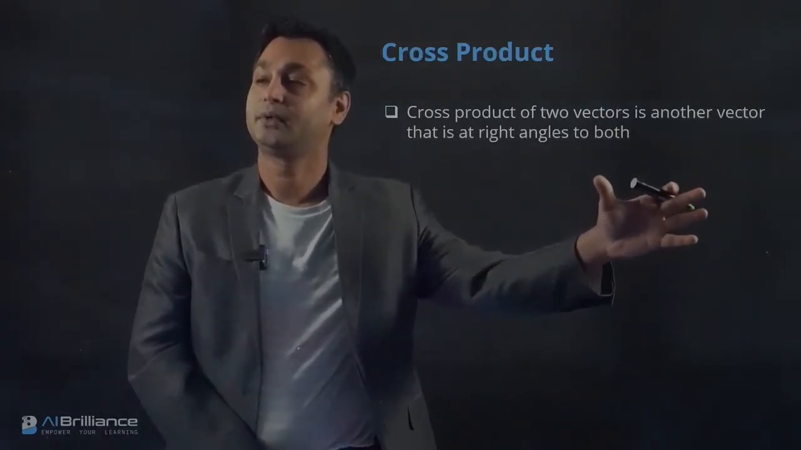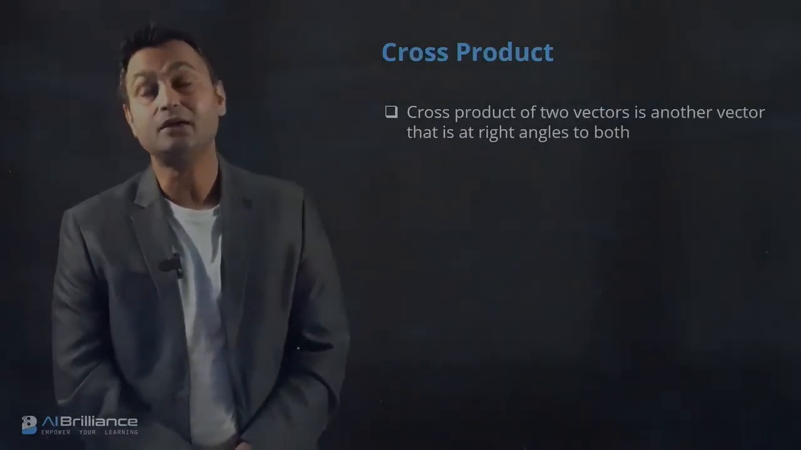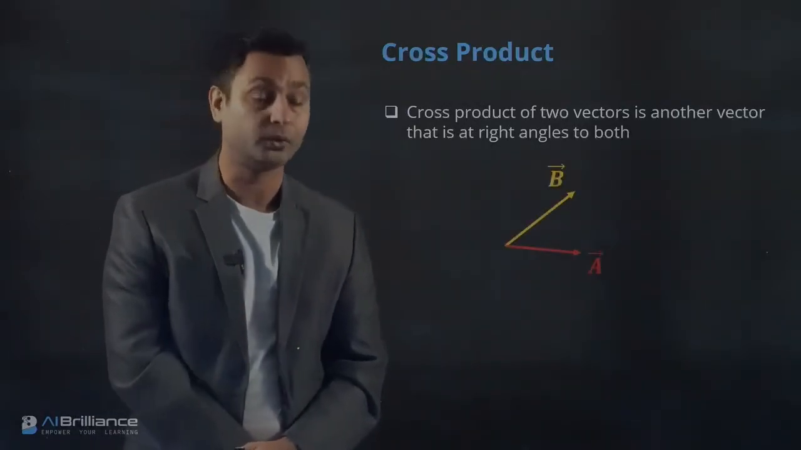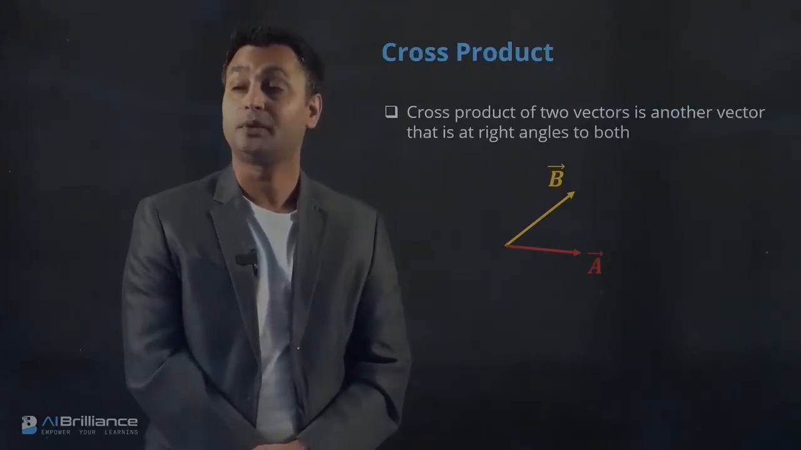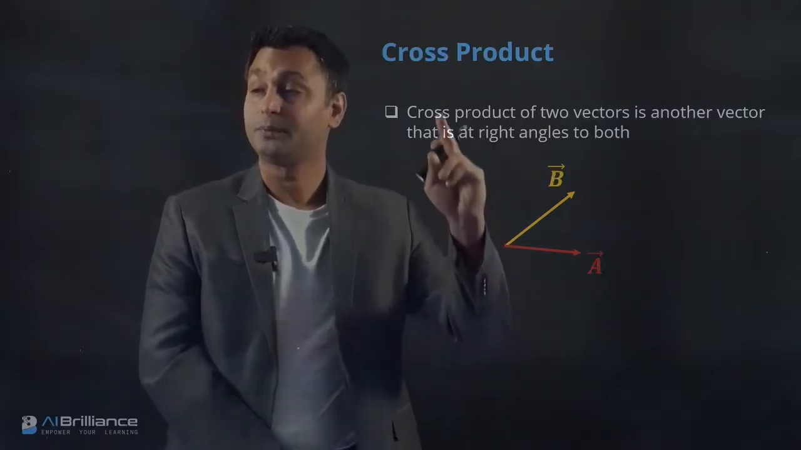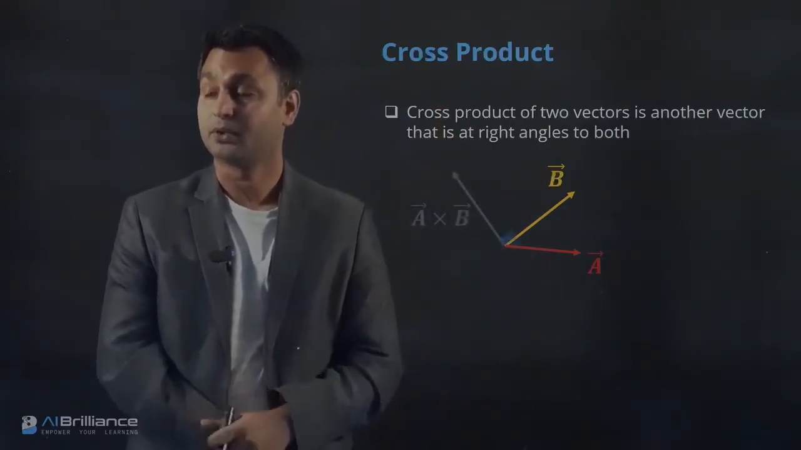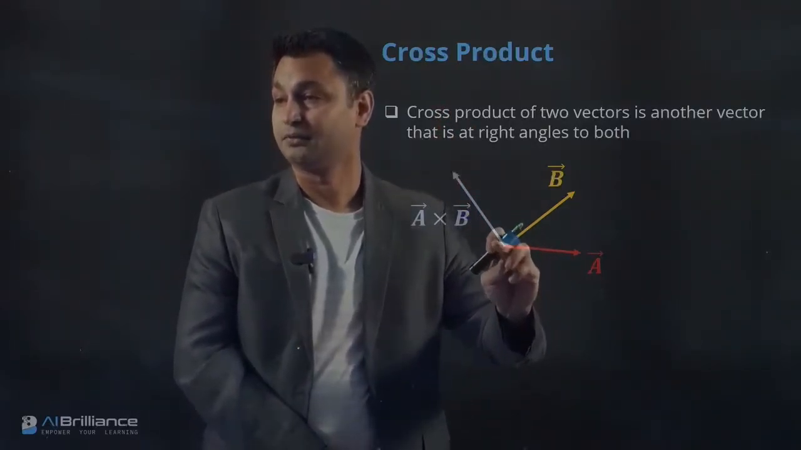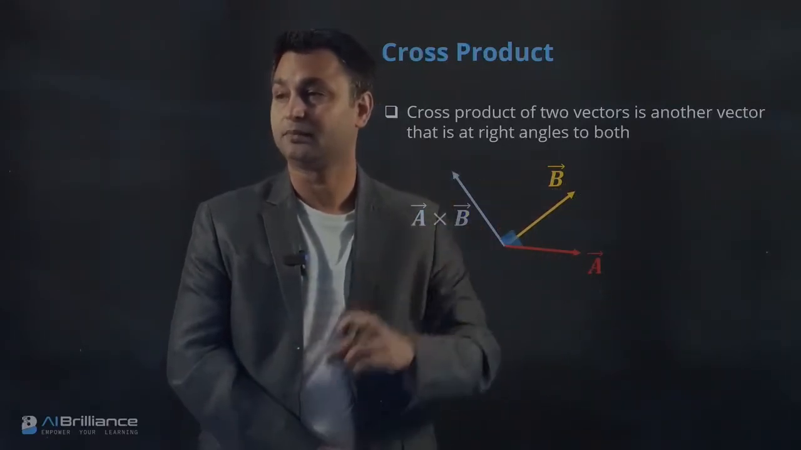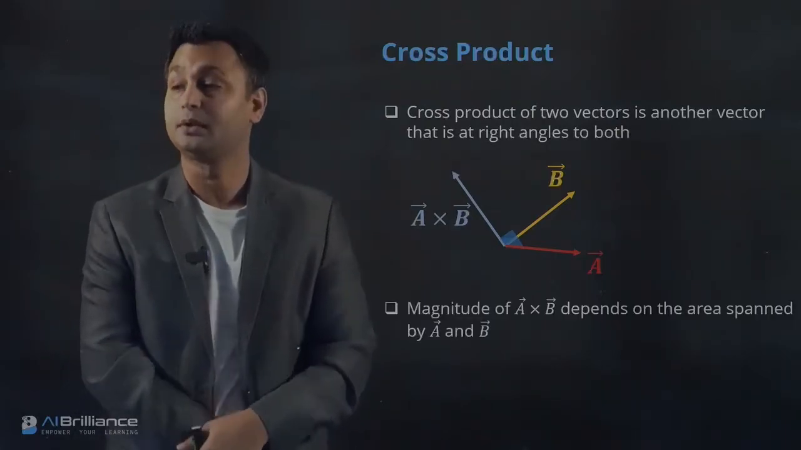It's essentially a vector that is at right angle to both the original vectors A and B. So if I take these two vectors A and B, the cross product, let's say C of A cross B, will be perpendicular to both A and B. So this vector is going to be 90 degrees with respect to A, and this vector is also going to be 90 degrees with respect to vector B.